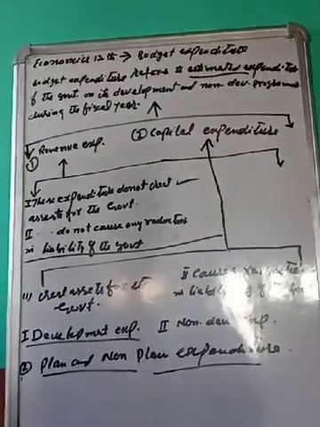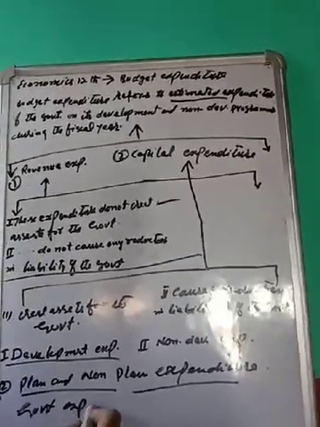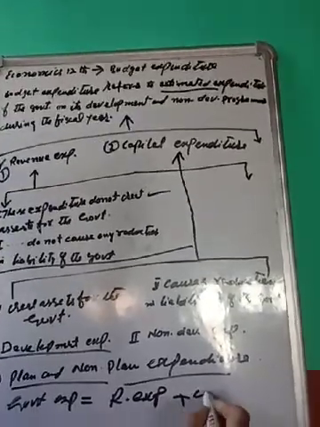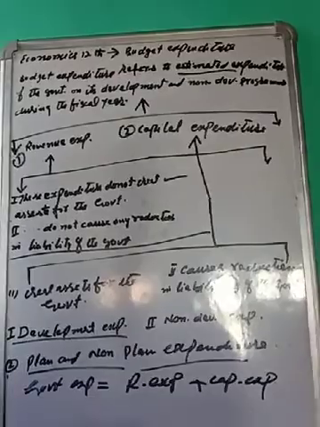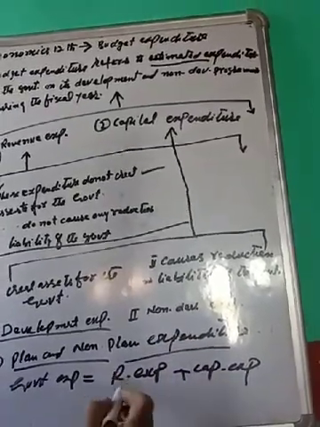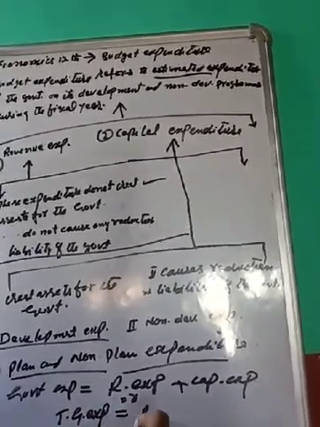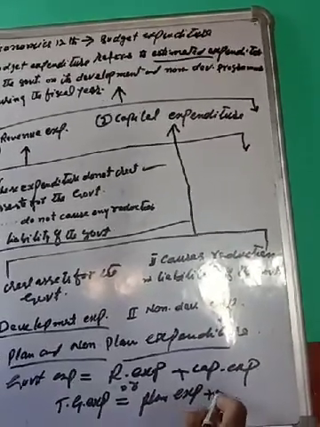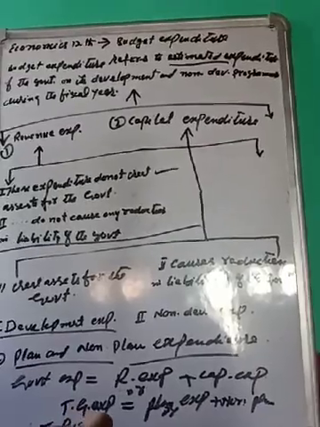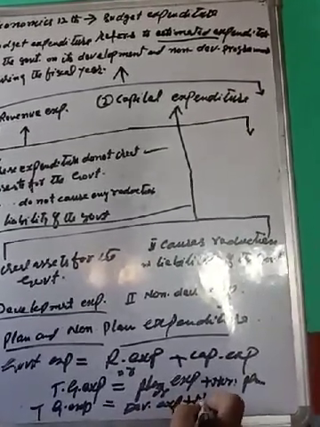Thus, government expenditure is equal to revenue expenditure plus capital expenditure. Or we can say total government expenditure is equal to plan expenditure plus non-plan expenditure, or total government expenditure is equal to development expenditure plus non-development expenditure.